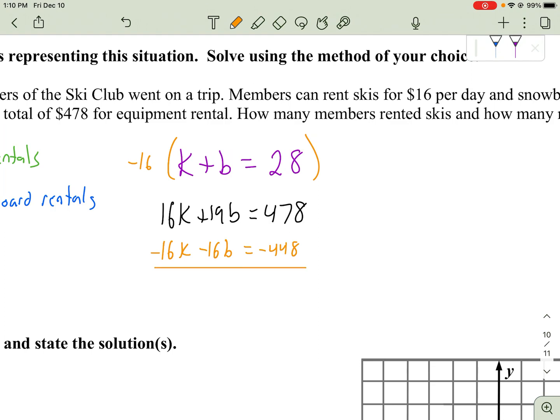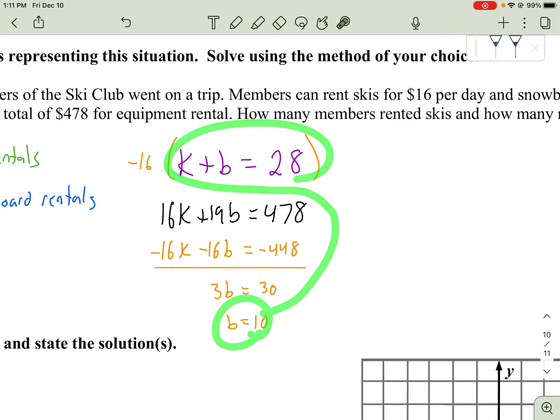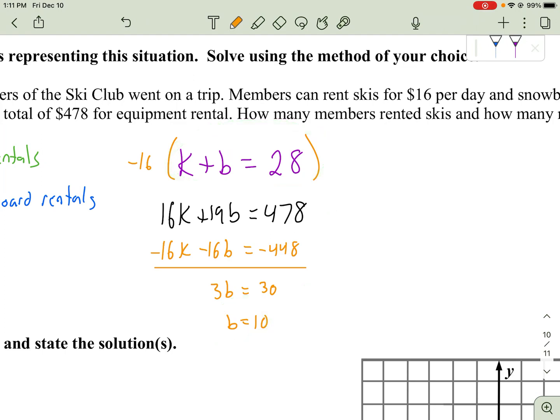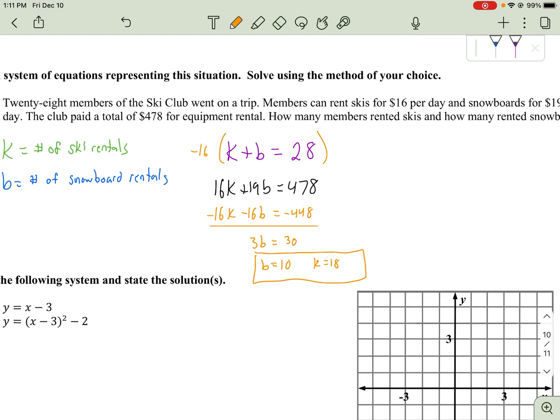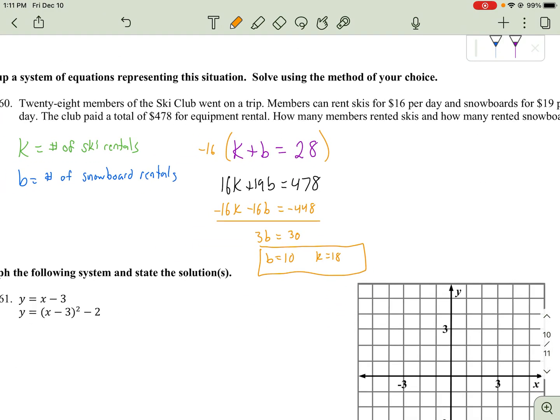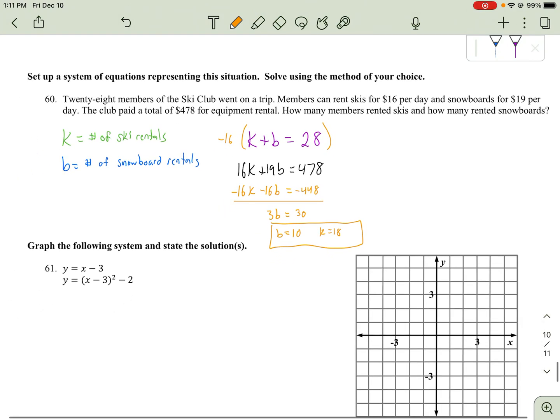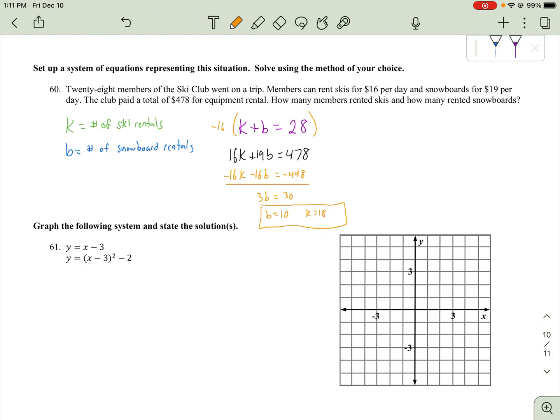So now you can add these together, combine these, and you get 3b equals 30, so b equals 10. Once you know b equals 10, you can use the purple equation to find that k equals 18. And this one you don't have to write as an ordered pair. If you did, you would usually write it in alphabetical order, but you don't have to.